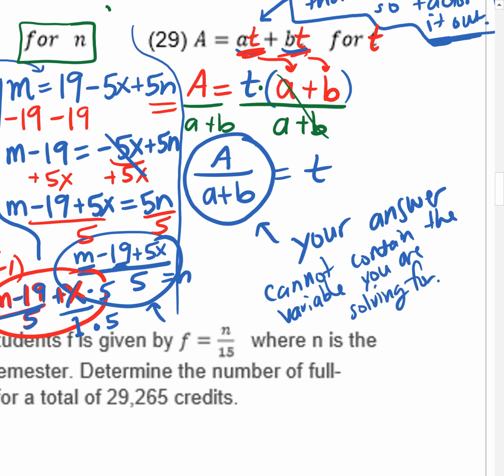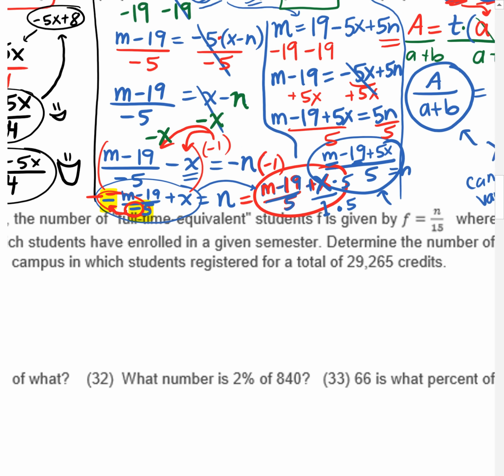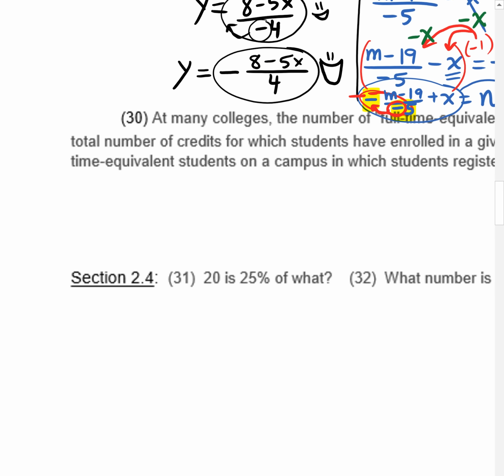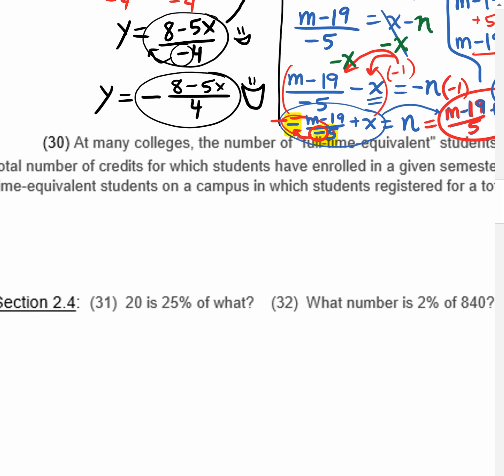So be careful on that. Yeah, if you see your variable twice, make sure you remember to factor it out. All right. Let's see, now number 30. Number 30 is kind of silly. It's one of those ones that's just kind of an excuse for them to have you use a formula. That's pretty much it. So what does it say?